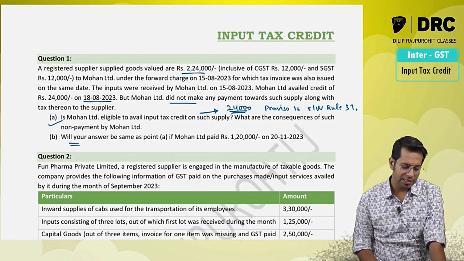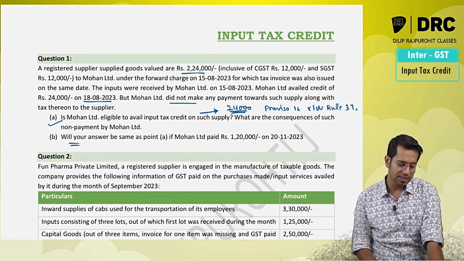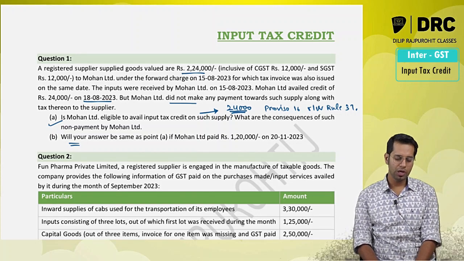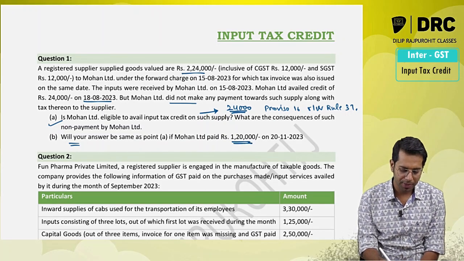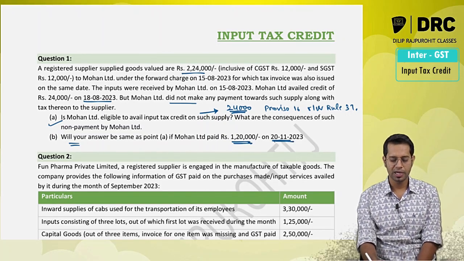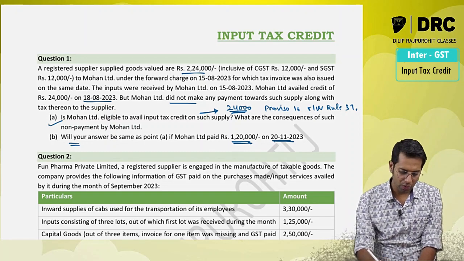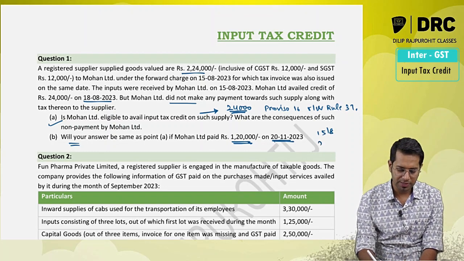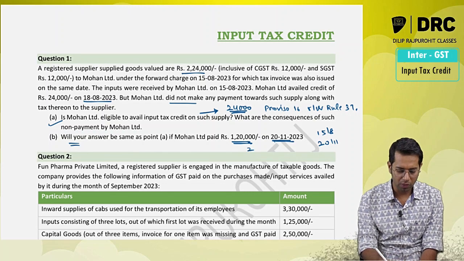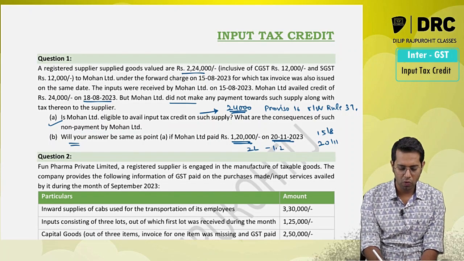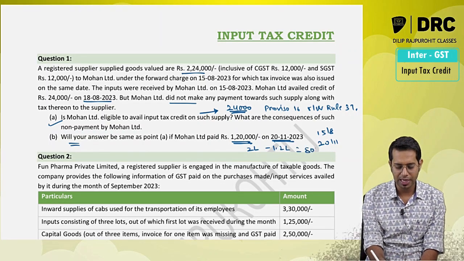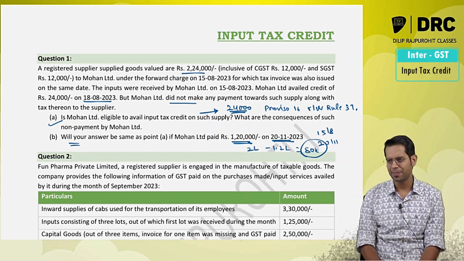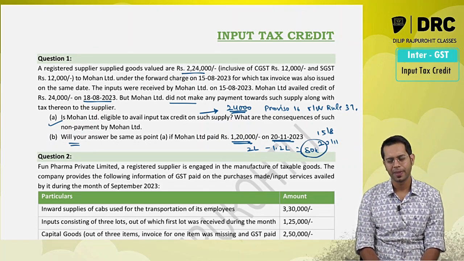Then will your answer be the same as point A if Mohan Limited paid 1,20,000 on 20th November 23? So now the invoice date is 15th of August. He has made the payment on 20th of November. Invoice value is 2 lakhs. He has made a payment of 1.2 lakhs. So 80,000 is unpaid. So will your answer be the same as point number A in this case?